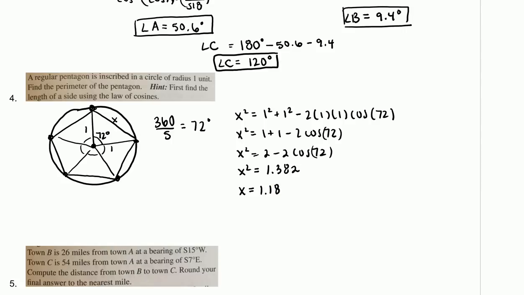And again, we don't want to use any rounded answers here, so make sure you're keeping the exact answer on your screen, because we're looking for the perimeter of the pentagon, and the perimeter of the pentagon is equal to 5 of those x's. So the perimeter is 5x, and that means that would be 5 times 1.18, so the perimeter is 5.9.